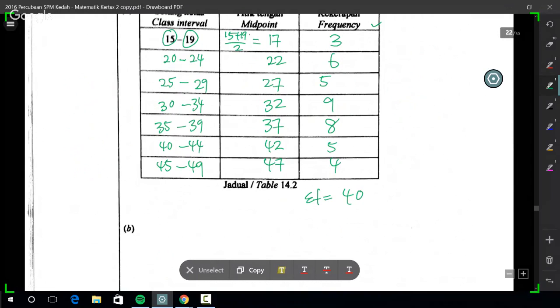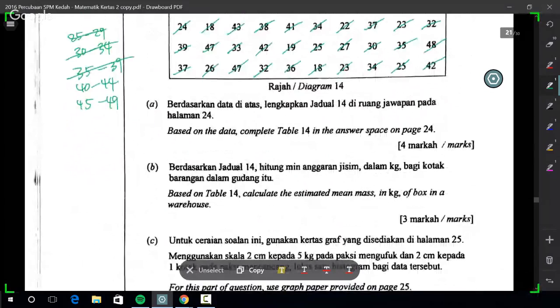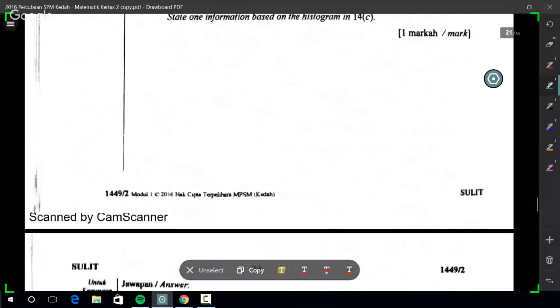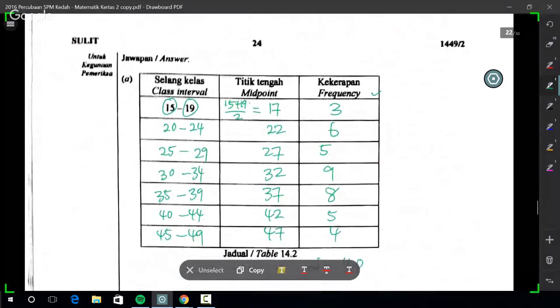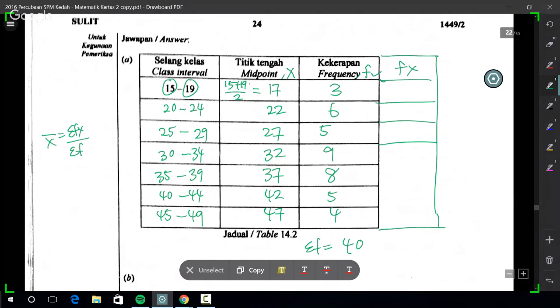All right, then, okay, what is my B? I spent so much time on A. Okay, it asks me to find a mean. Basically, if you want to find a mean, you must know the mean formula is sum of fx over sum of f. You should know midpoint is x. Frequency is f. So I'll draw a new table, which I'm going to call fx. F multiplied with x, that is the midpoint multiplied with the frequency.